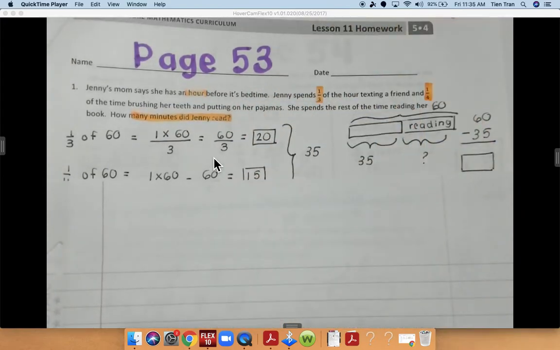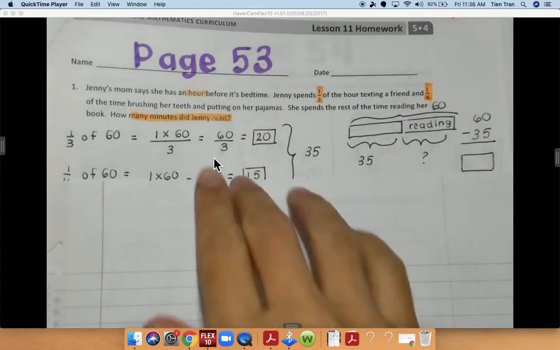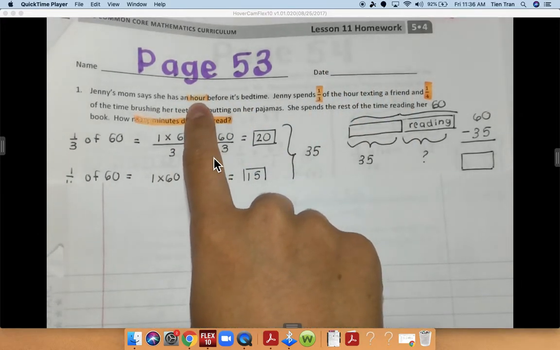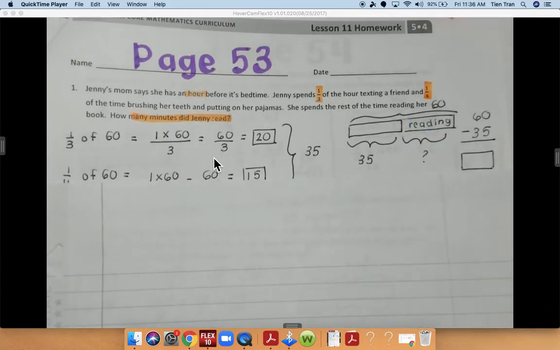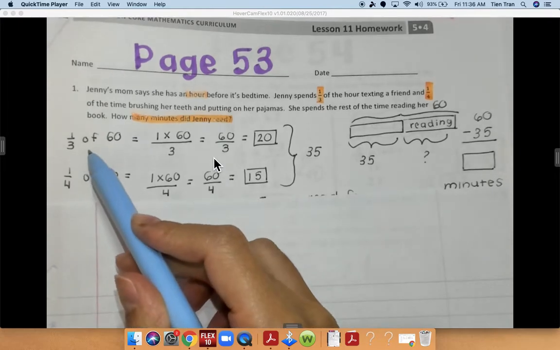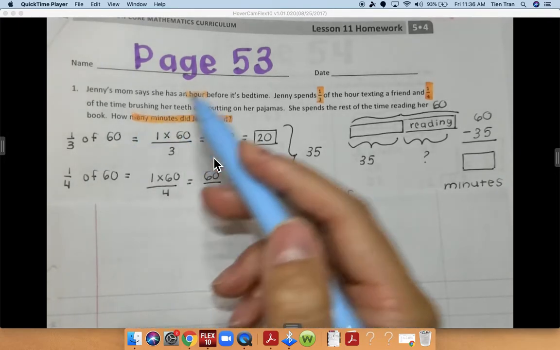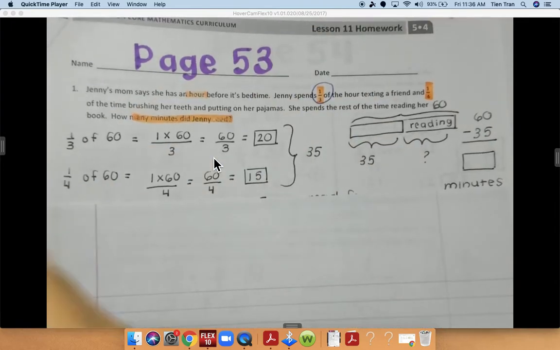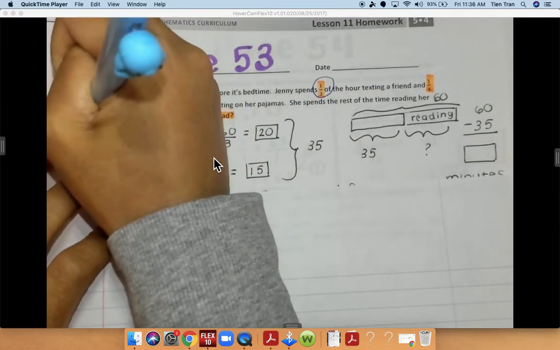And they tell us that the whole entire time it took her to do all those things, it took 1 hour. And that's where I'm getting that number from, 1 hour. So we have 1/3 of 60. The 1/3 comes from the texting a friend. So this one I would label texting.